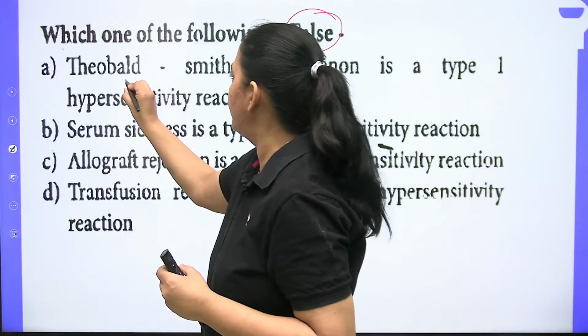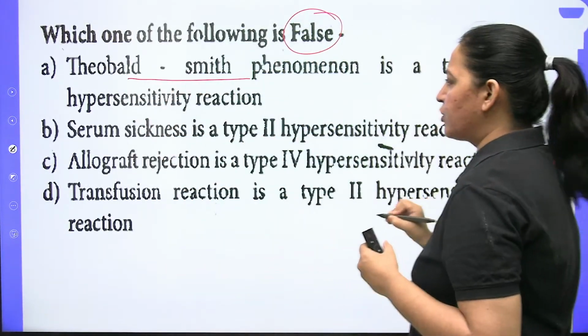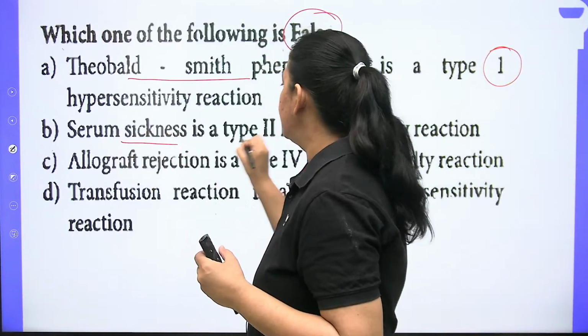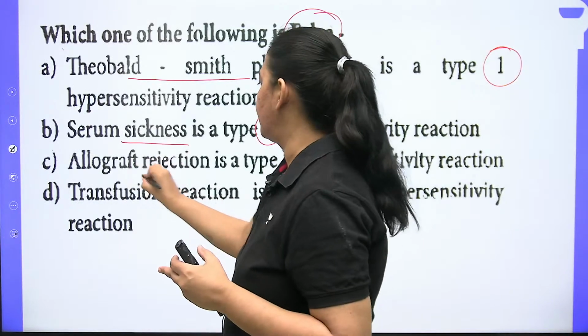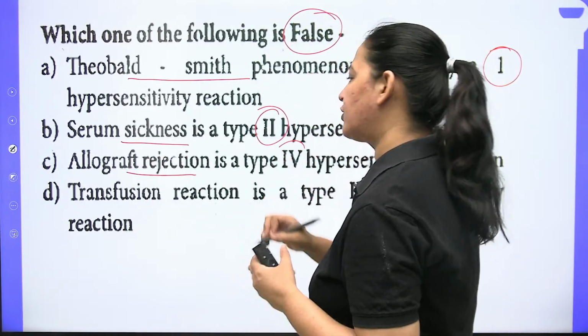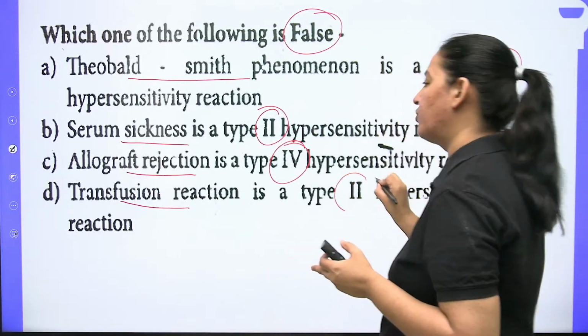Okay, let me read for you. Theobald Smith phenomenon. Is it type 1? Is it correct or false? Serum sickness. Is it type 2? Is it correct or false? Allograft rejection. Is it type 4? Correct or false? And blood transfusion reaction. Is it type 2? Correct or false?